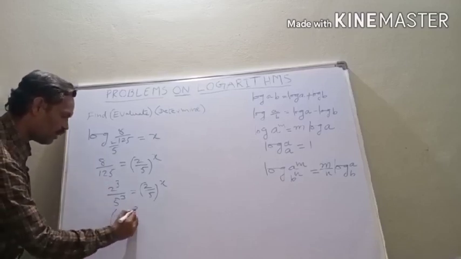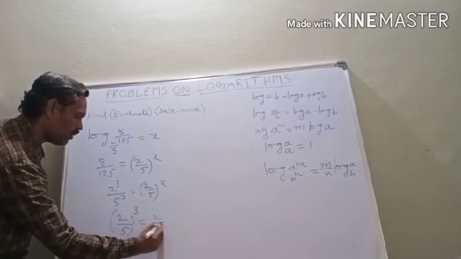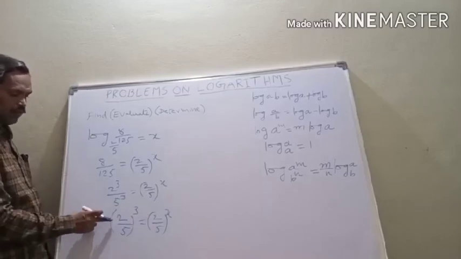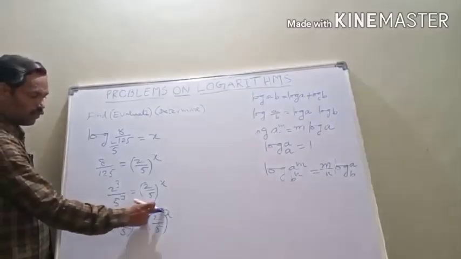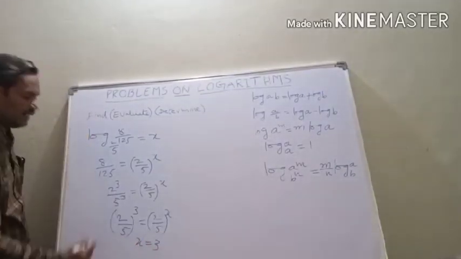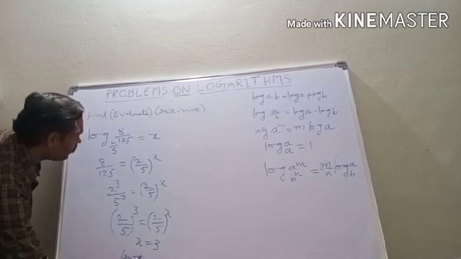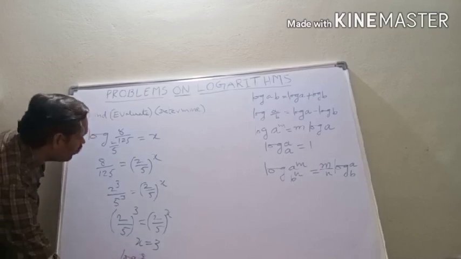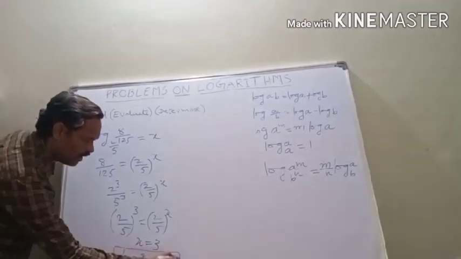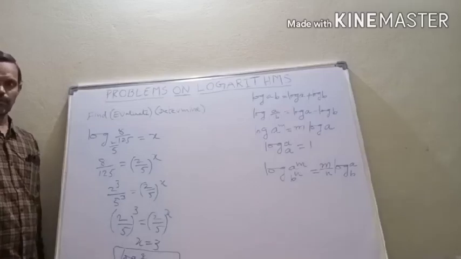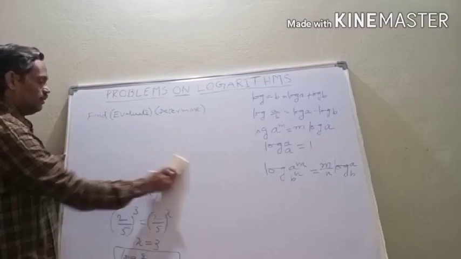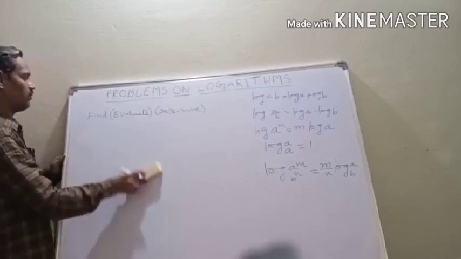Then you have to write 2 by 5 whole cube is equal to 2 by 5 whole to the power of x. If you go through this, you can find both bases are equal. Therefore, exponents should be equal. Therefore, x is equal to 3. X is nothing but our given sum, that is log 8 by 125 base 2 by 5 is equal to 3. You have to highlight the answer. Okay. Then go for other problems.